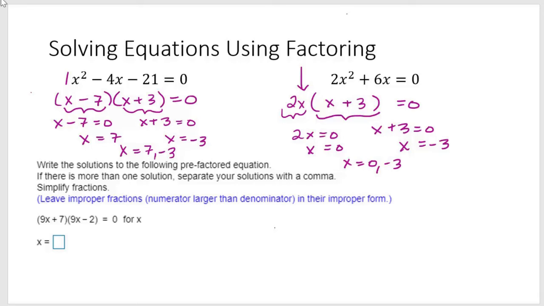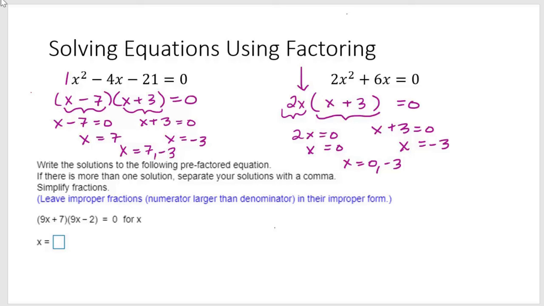In math, when we say or, we mean and/or. It could be equal to 0, it could be equal to negative 3, or it could be equal to both. Mathematically, in this case, it can be equal to both, but it might be one or the other depending on the application that led to this equation in the first place.